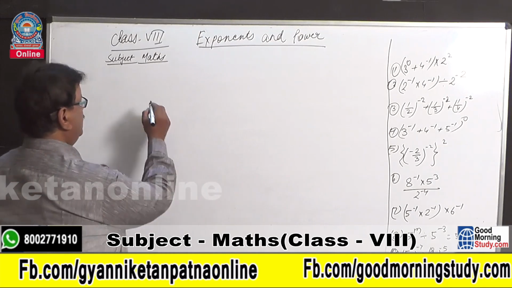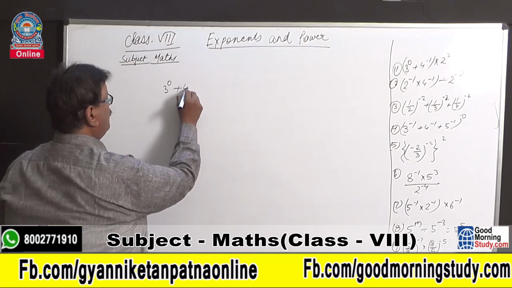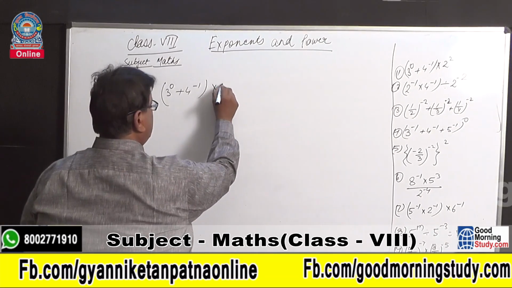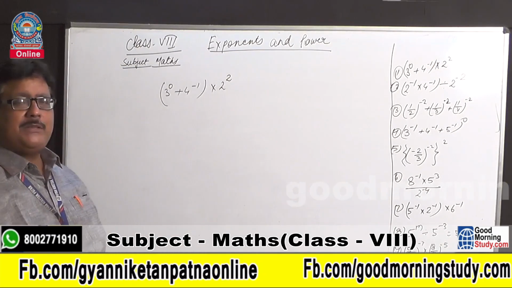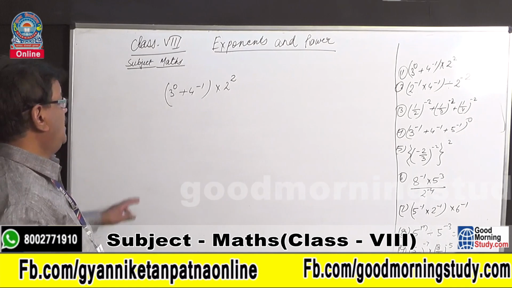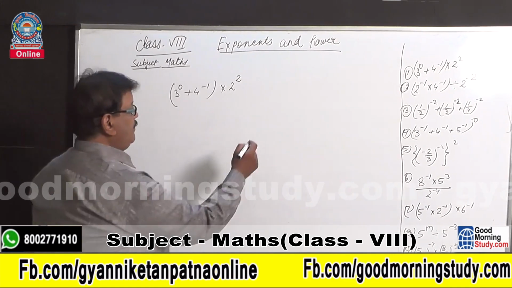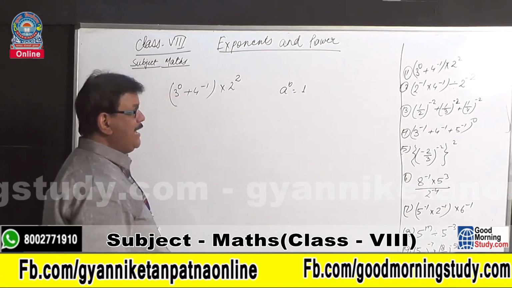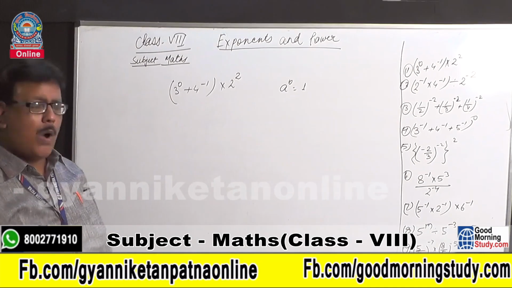Suppose we have 3 raised to the power 0 plus 4 raised to the power minus 1, multiplied by 2 raised to the power 2. We have to solve this question. So first, what will be the result of 3 raised to the power 0? We know that any rational number having power 0 will be equal to 1.